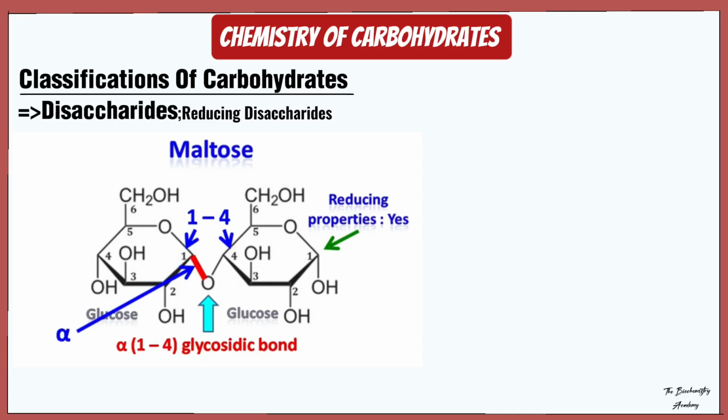Maltose is made up of alpha-D-glucose and alpha-D-glucose, meaning that 2 molecules of alpha-D-glucose are linked together by an alpha-1,4 glycosidic bond.